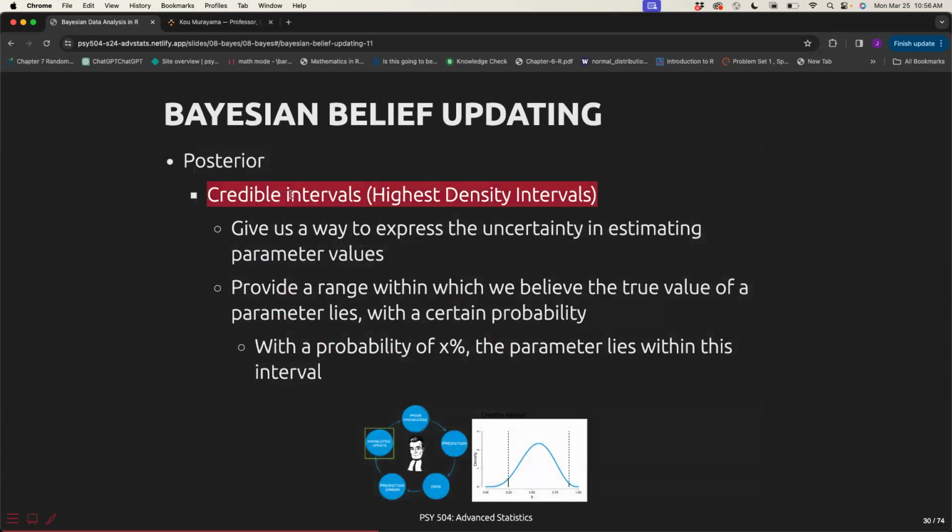So with our posterior distribution, we can calculate what are called credible intervals. And this gives us a way to express uncertainty in estimating our parameter values. So it's basically a range in which we believe the true value lies with a certain probability, right? So we can say with a probability of 95% that the parameter lies within this interval right here. What is this conceptually related to that we use quite frequently?